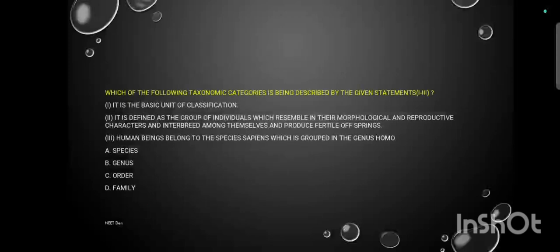Question. Which of the following taxonomic categories is being described by the given statements from 1 to 3? So the statements are 1. It is a basic unit of classification. Statement 2. It is defined as a group of individuals which resemble in their morphological and reproductive characters and interbreed among themselves and produce fertile offspring. Statement 3. Human beings belong to the species sapiens, which is grouped in genus Homo. So the answer here is: the taxonomic category which is being described is species, that is option A.